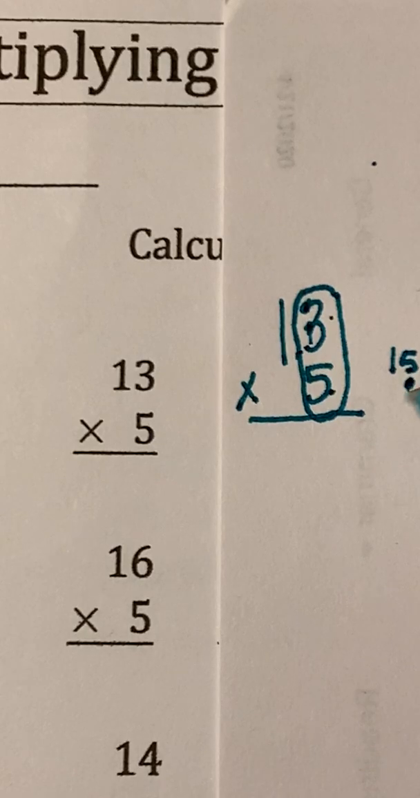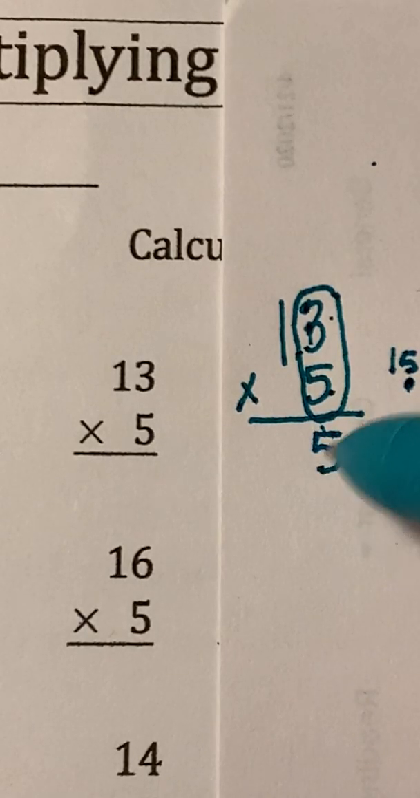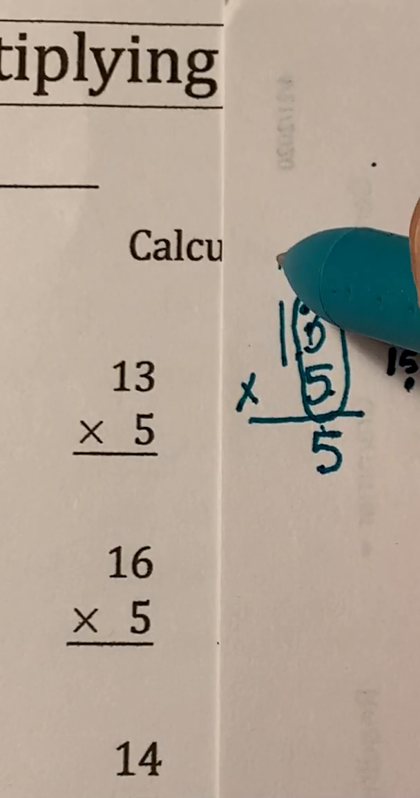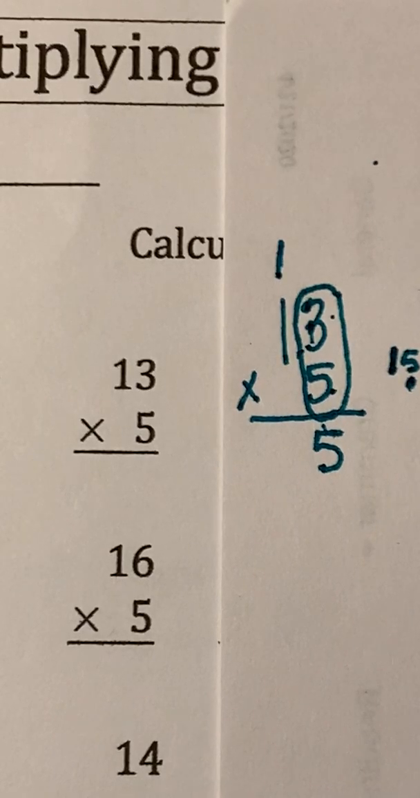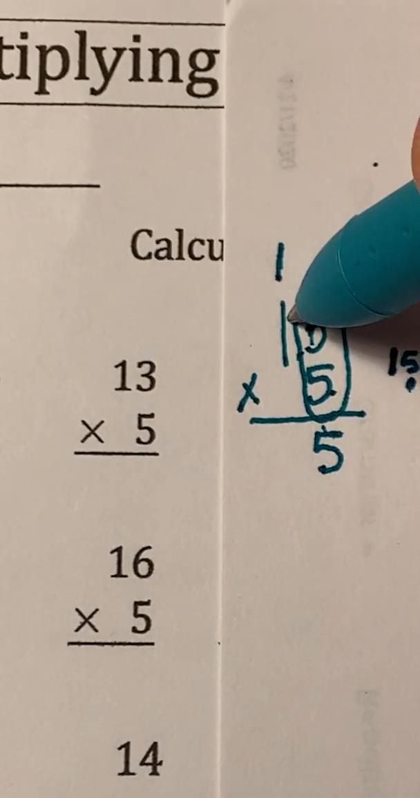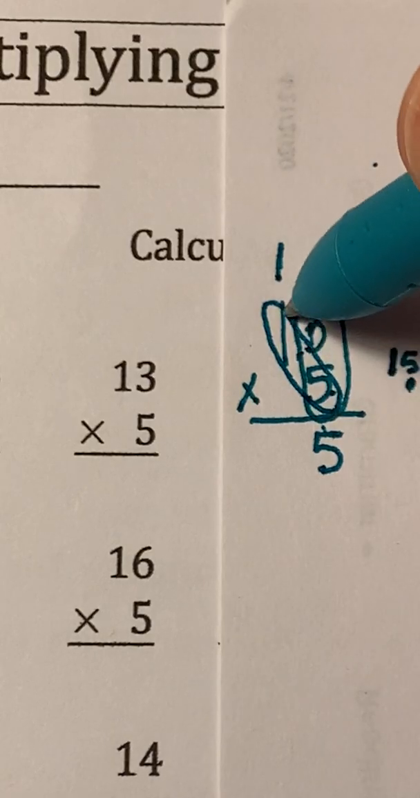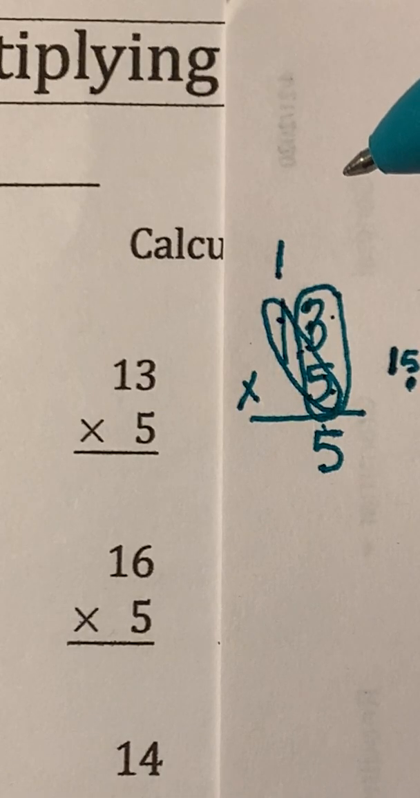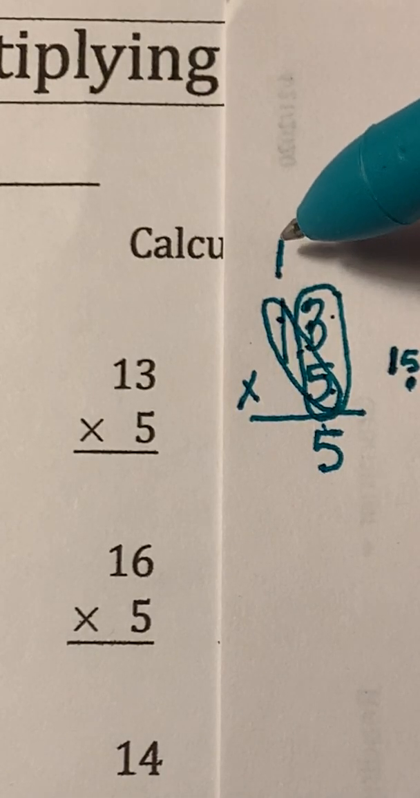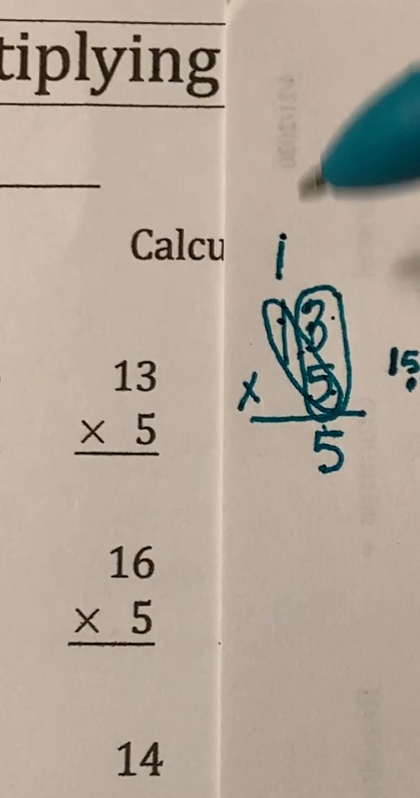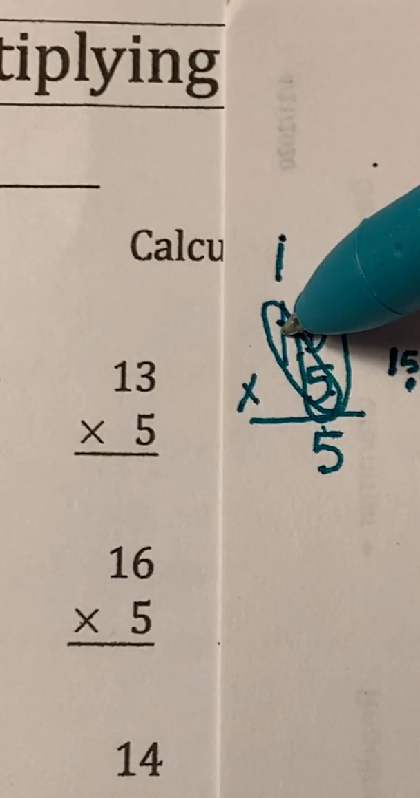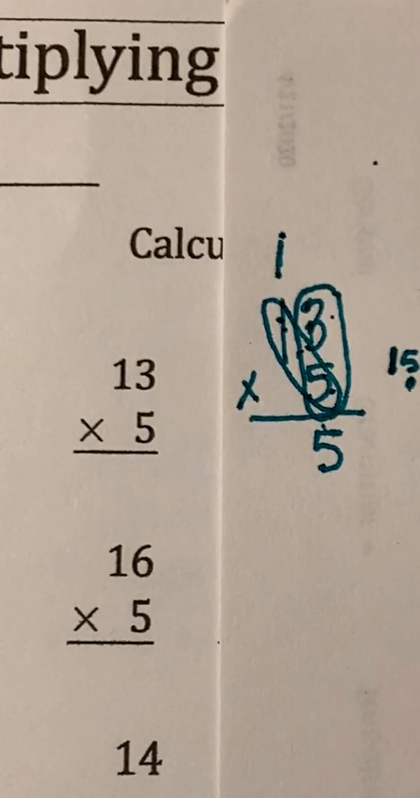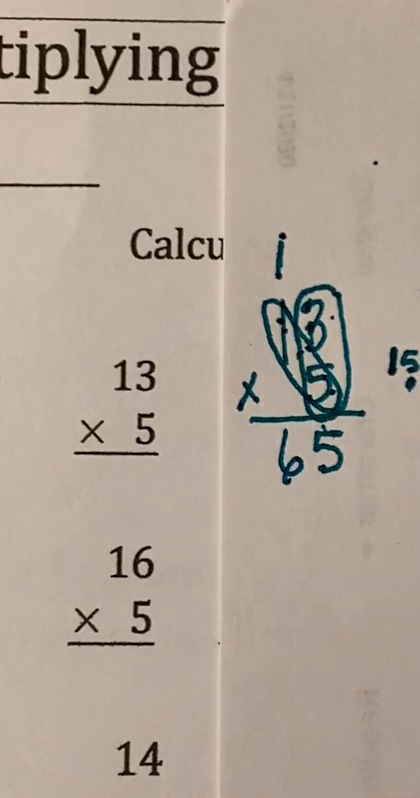I'm going to put the ones in the ones column, and I'm going to put the tens, this digit 1, over here in the tens column. Okay, now in multiplication, we multiply this way. 5 times 1 is 5, and then we add this guy. So it's always plus the one you carried. 5 plus 1 is 6, so the answer is 65.